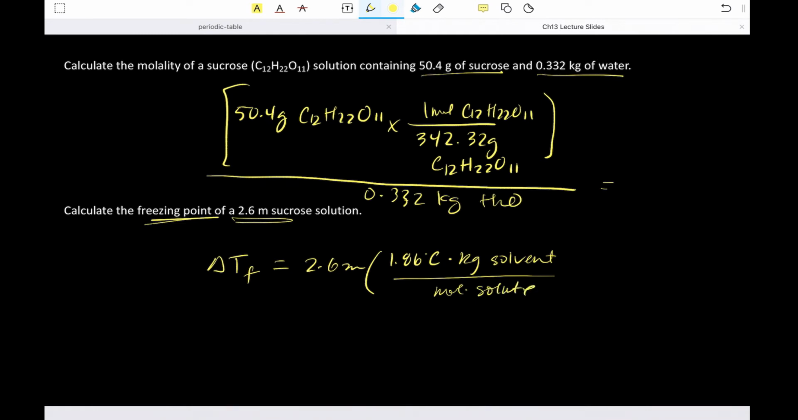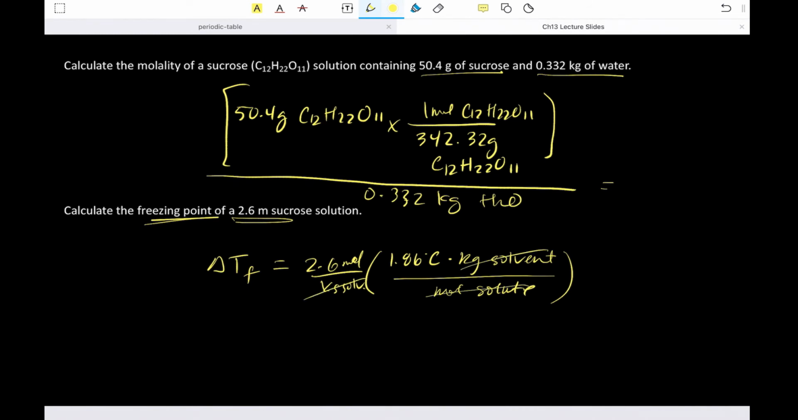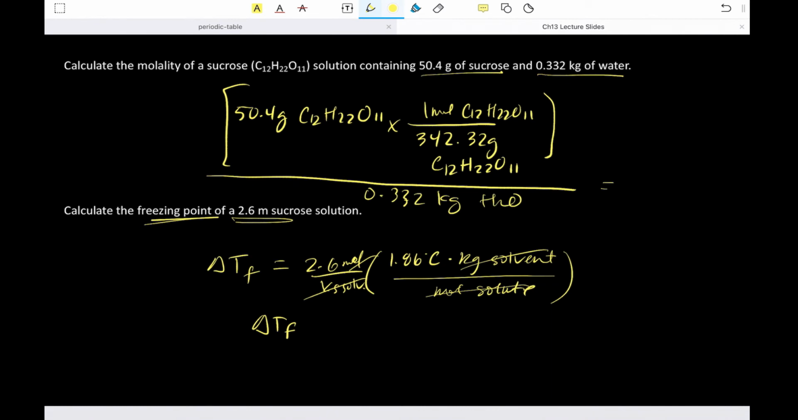Now, once we take these and write out the units neatly like we're supposed to, this would be our moles and this would be our kilograms of solvent, so those would cancel. 2.6 times 1.86 is going to give us our delta TF, and that would be the change in the freezing point. We know that the freezing point is 0 degrees Celsius, so that is how much colder than 0 degrees Celsius our freezing point would be for this solution. Does that make sense?